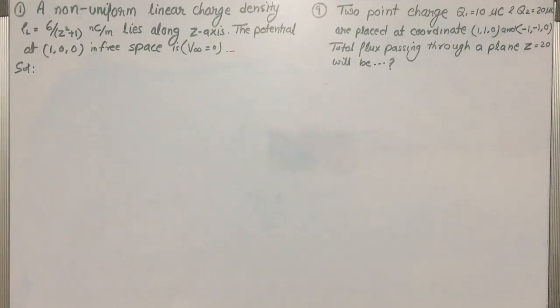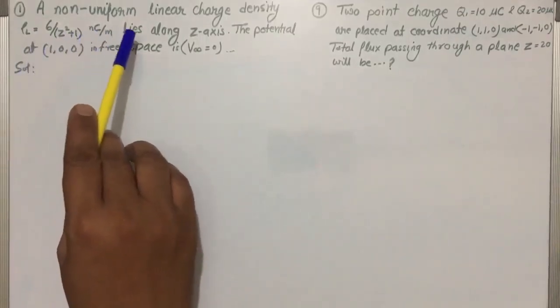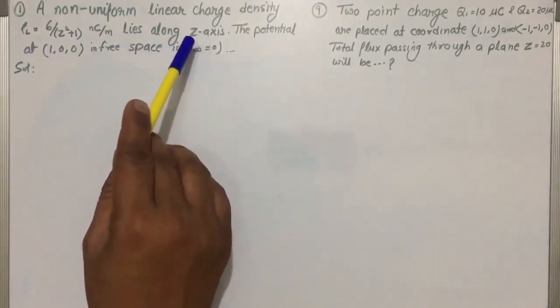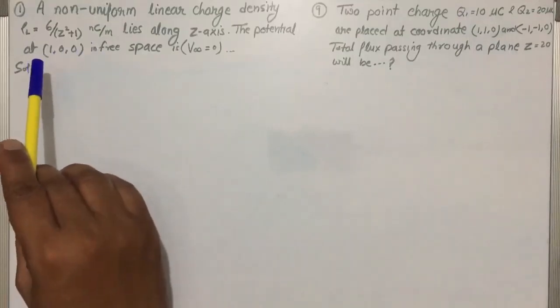Today we will solve the assignment problems that were assigned to you. We will entertain only a few problems in which you are all having trouble. The first problem we are going to take up is: a non-uniform linear charge density rho L lies along the z axis. Find the potential at this point in free space.